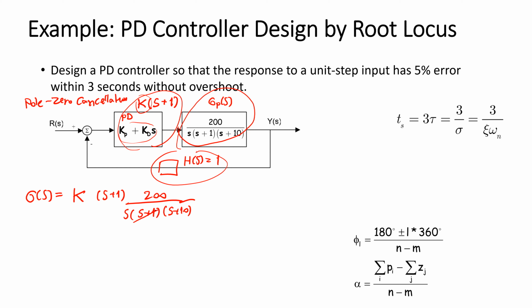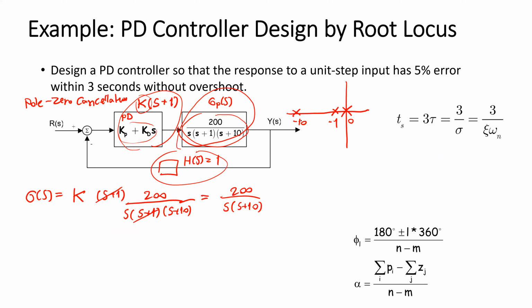Pole zero cancellation means we can reduce the complexity of the system. But this technique is very dangerous. It's very dangerous. How dangerous is it? The original system here, it seems like we have poles at 0, at -1 and -10.